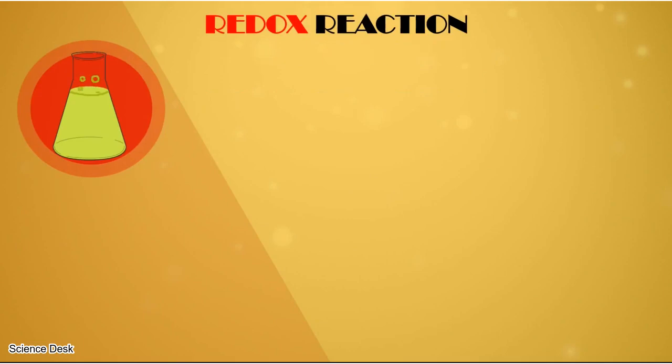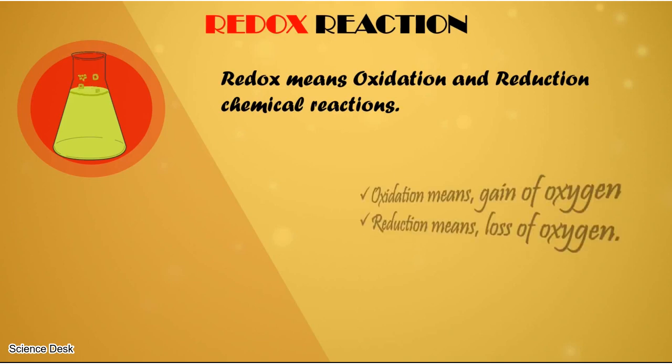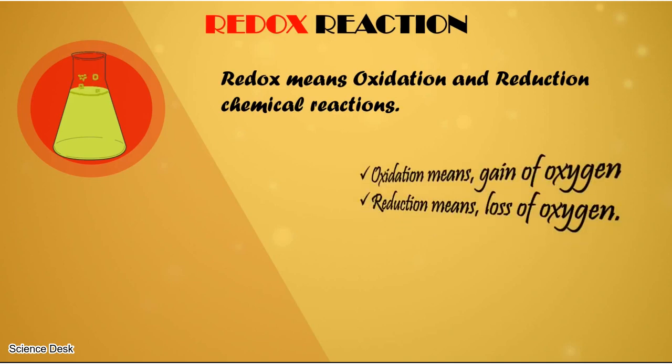Now we will see redox reaction. The term itself says you, redox means oxidation and reduction occurring simultaneously in a reaction. What do you mean by oxidation? It means gain of oxygen. Reduction, loss of oxygen. For example, consider AO reacting with another element B.